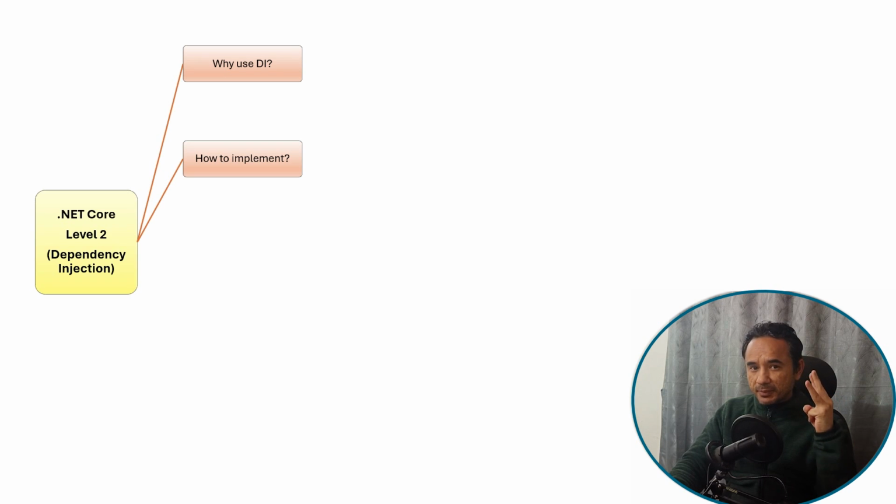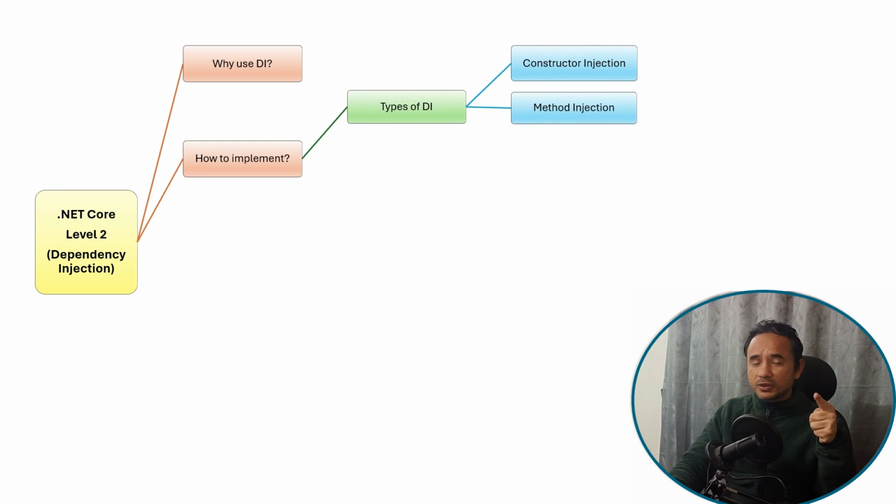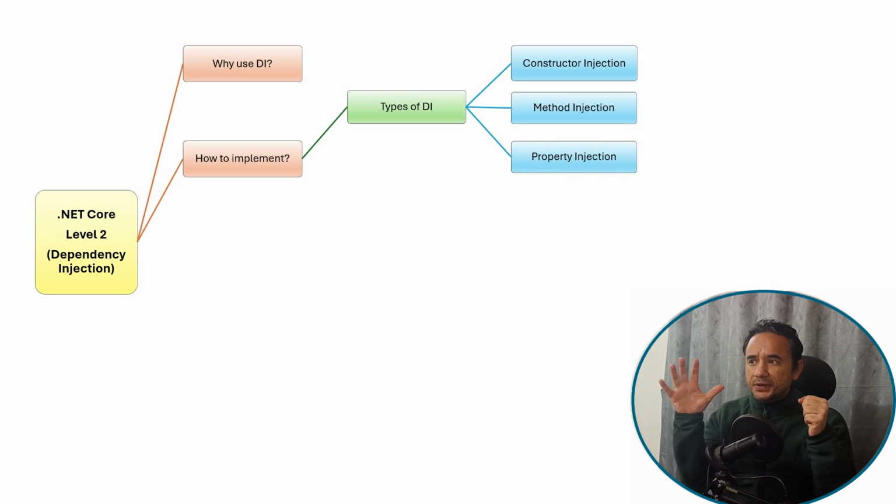For that, there are three main types of DI: constructor injection, then we have method injection. So basically constructor injection is passing the dependencies through the constructor. We have method injection, passing the dependency through a method, then we have property injection. Here in 90% of cases, constructor injection is used. So make sure you learn and know how to implement constructor injection.